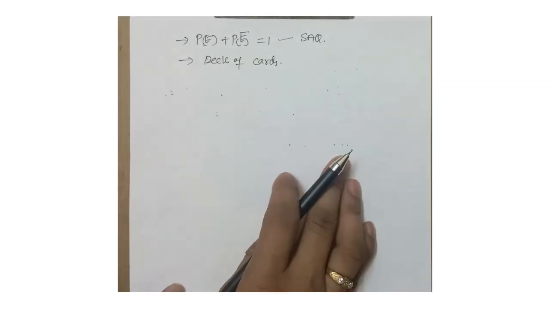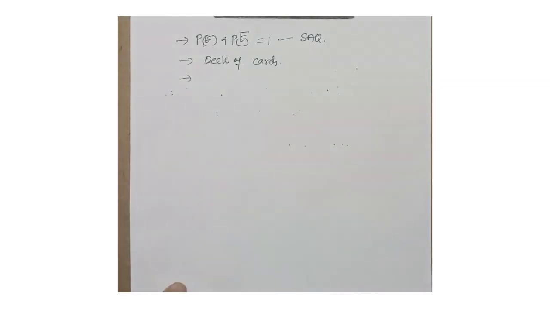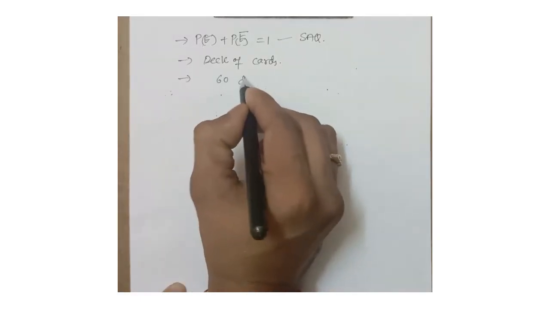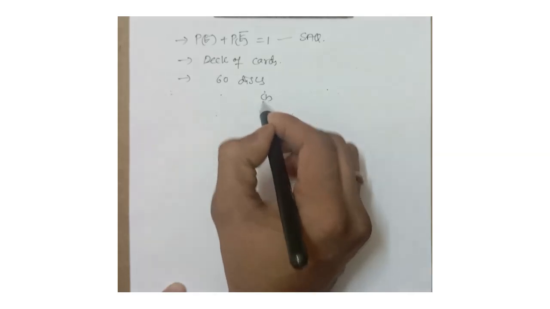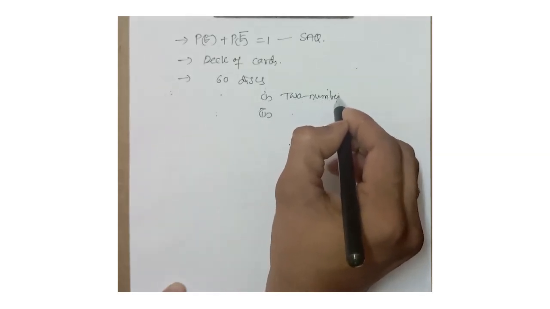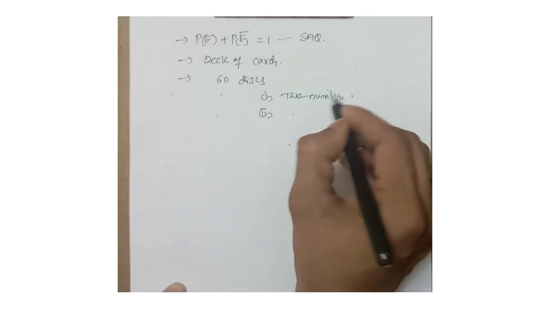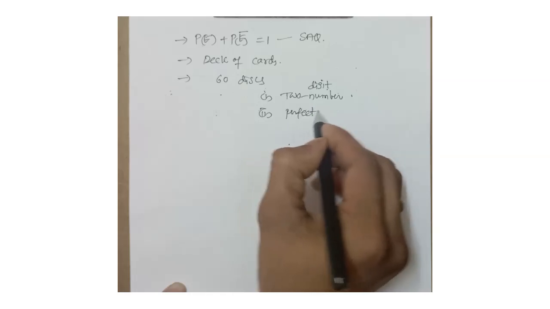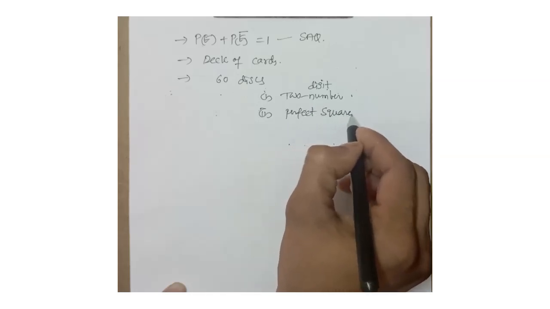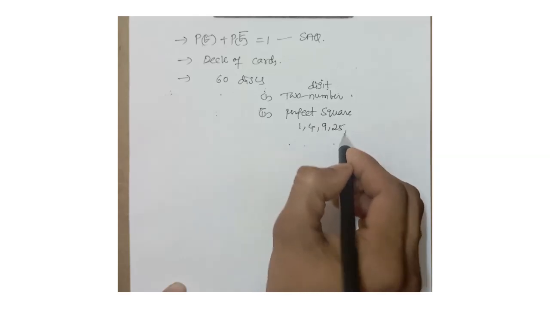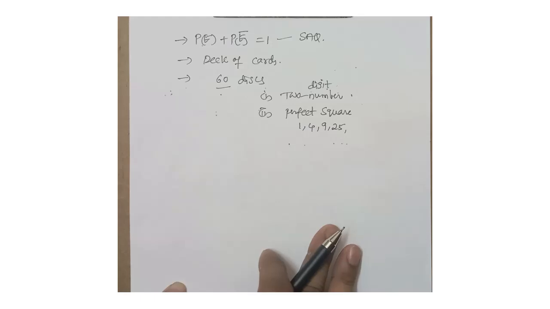We'll get it on this, and after this, there is a question I can find in the second exercise of probability. Like 60 discs will be given to you. Find the probability of getting a disc which is a two-digit number, and the second one is perfect squares. Like we can take 1, 4, 9, 25. Since it is 60, below 60 you can consider up to 49. What is the perfect square?